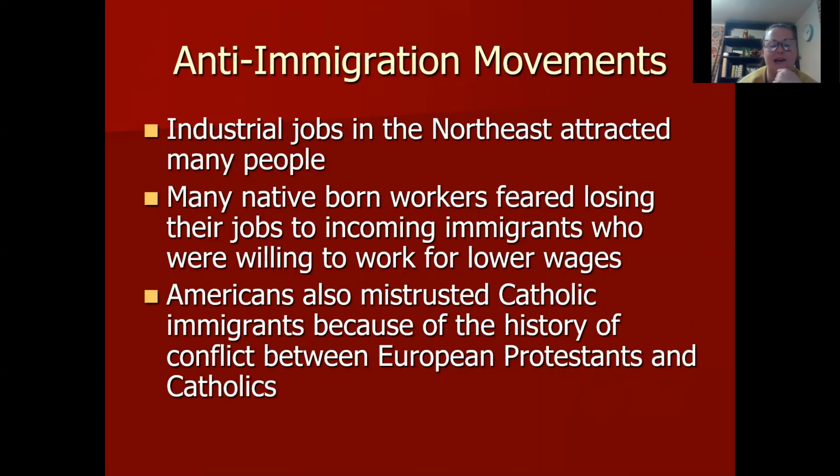All right, so we have an anti-immigration movement. I think you can see over the history that we've covered so far, this seems to be a theme on and off through all of America's history, including what's happening today. Industrial jobs in the Northeast attracted many people. Many native-born workers feared losing their jobs to incoming immigrants who were willing to work for lower wages. Americans also mistrusted Catholic immigrants because of the history of conflict between European Protestants and Catholics.